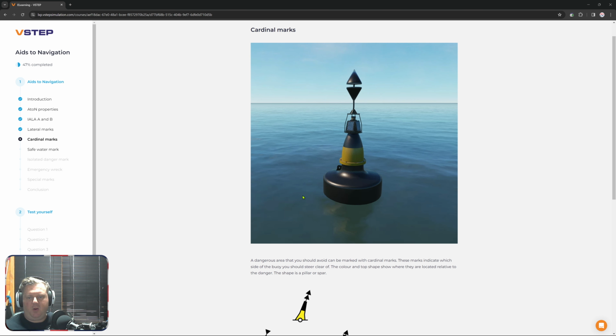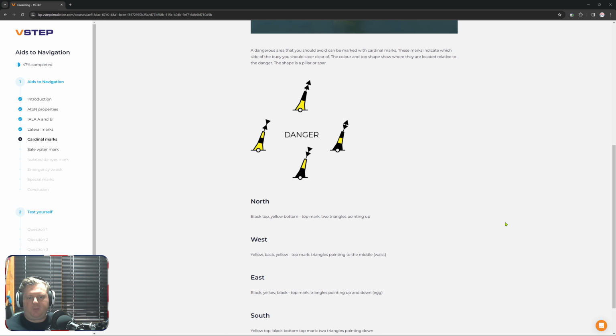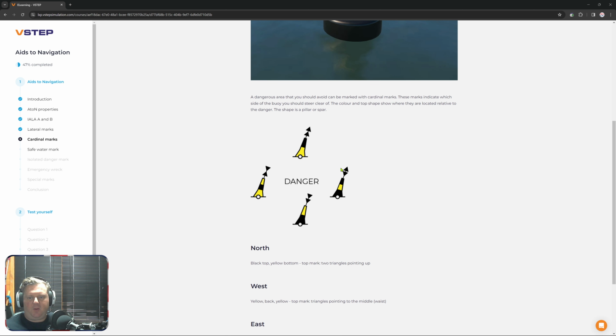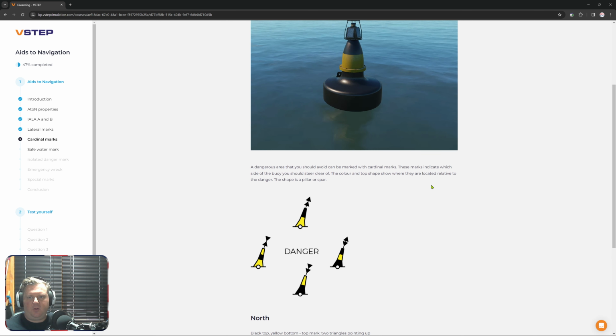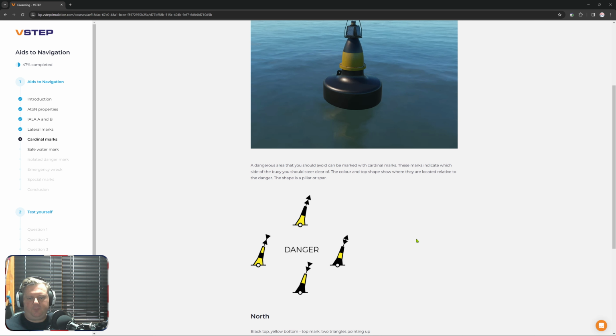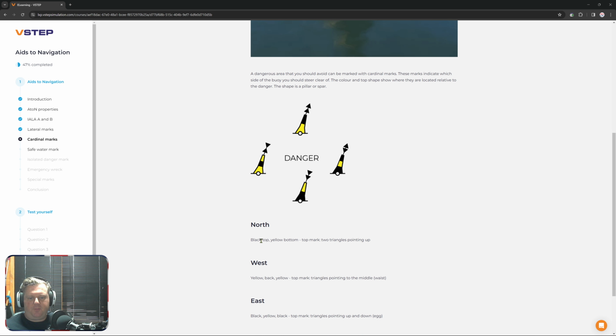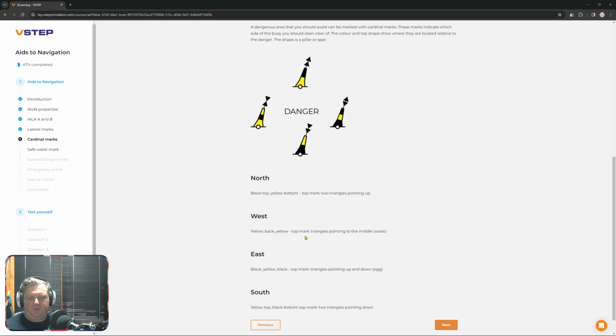Right, so I have no idea which side the danger would be looking at that, but maybe they'll tell me. They will tell me. Okay, so that's this one. So black top, yellow bottom. Top mark, two triangles pointing up. So the danger is to the north. The danger is to the west.